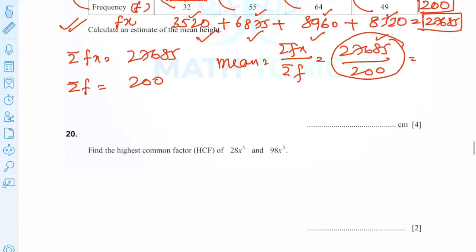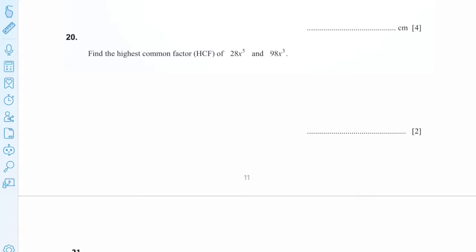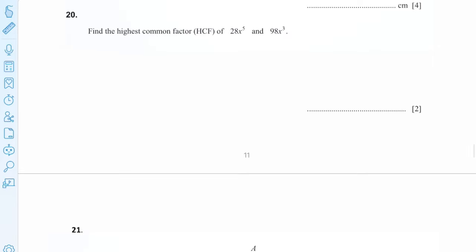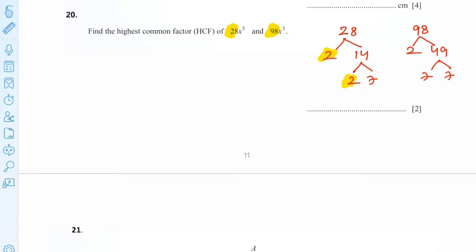I'm really sorry. Question number 20 is given, find the HCF. To find the HCF, always remember, we'll try to prime factorize. For example, the first two numbers, 28 and 98, are given. If you prime factorize, 28 is 2 times 14, which is 2 times 2 times 7, and 98 is 2 times 49, and 49 is 7 times 7. All these are prime numbers.